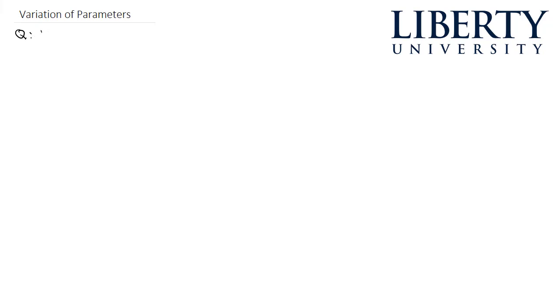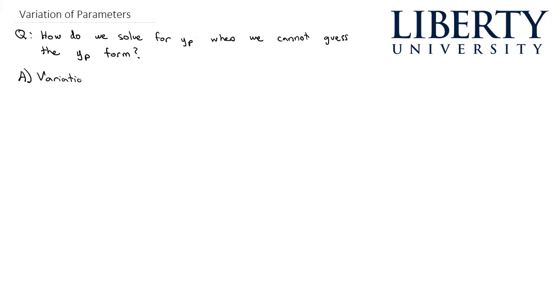Our question today is going to be, how do we solve for y particular when we cannot guess the particular solution form? And the answer to that question is we're stuck using a bit more tedious method, though not too difficult, called the variation of parameters.